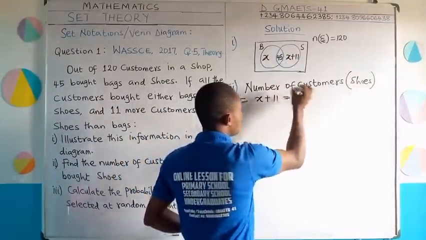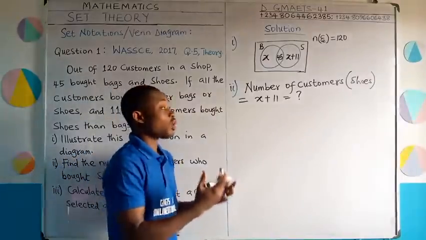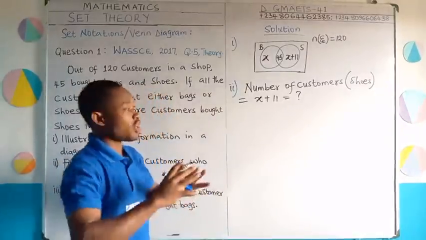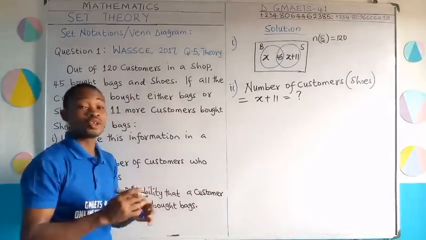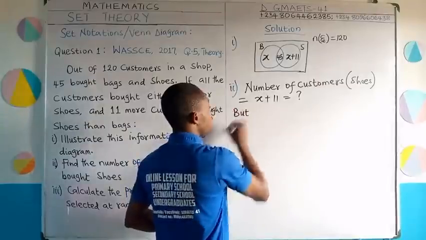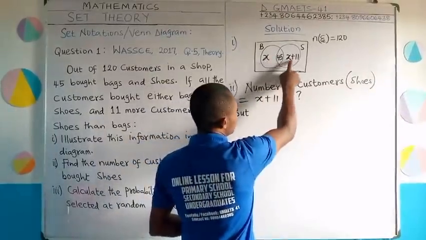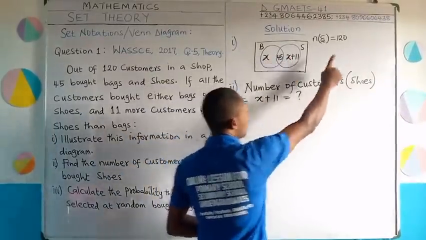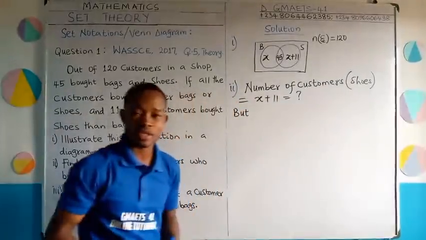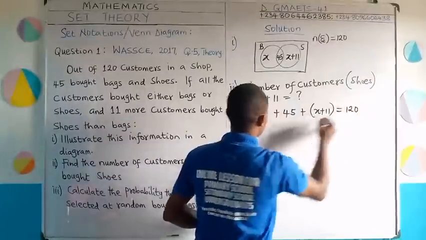And we don't know this number of customers. Is that okay? Now for us to obtain this X plus 11, the value, and know the number of customers who bought shoes, we need to know the value of X. So I will solve for X by writing. I know that to get X, if you add all these numbers here, this and this, it should give you the cardinality of the universal set, 120. So I'll write is equal to 120.